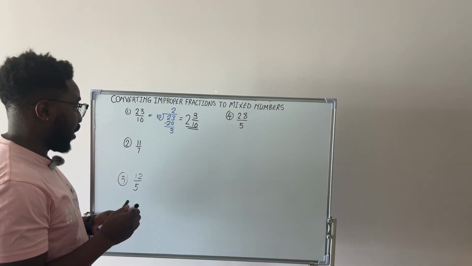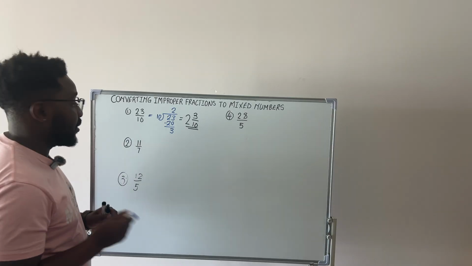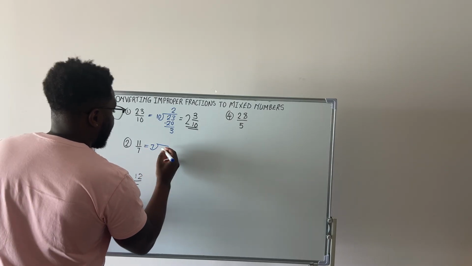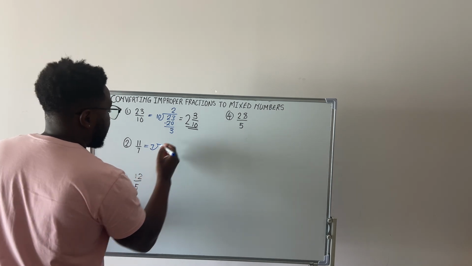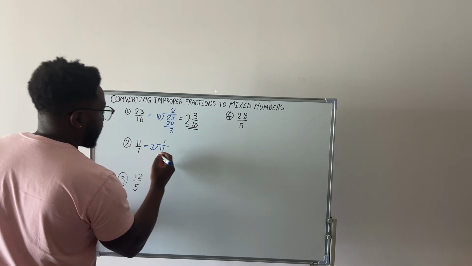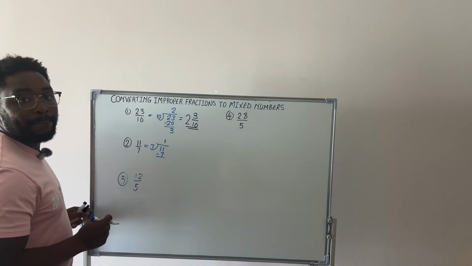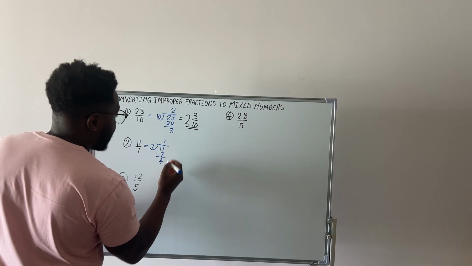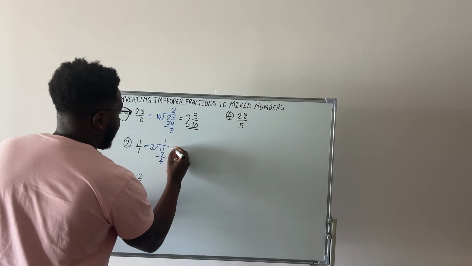Okay, so now let us deal with question number 2. We're doing it in the same way. We just divide 7 into the numerator, 11. 7 into 11 is 1. 1 multiplied by 7 is 7. We just have to subtract. 11 minus 7 is 4.